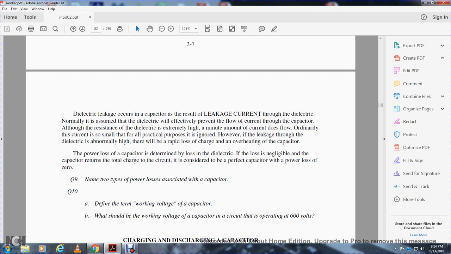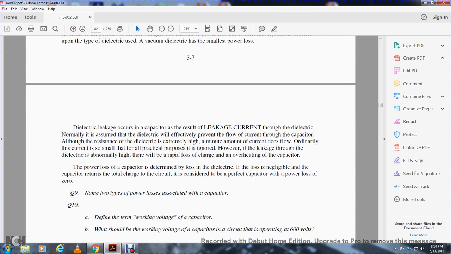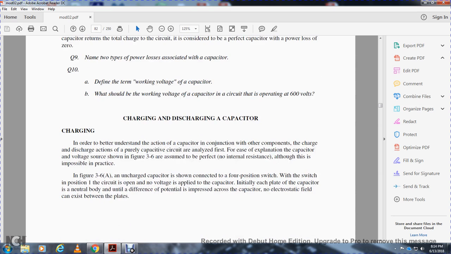That would be hysteresis and leakage, or linkage drainage. Your dielectric loss depends on dielectric leakage. Define the working voltage, and also define what the working voltage should be for the capacitors in a circuit operating at 600 volts. So you take 707, I don't know, maybe they'll explain that equation.